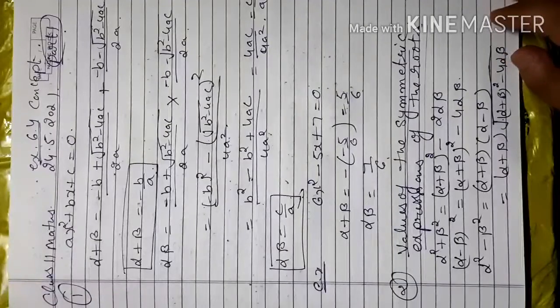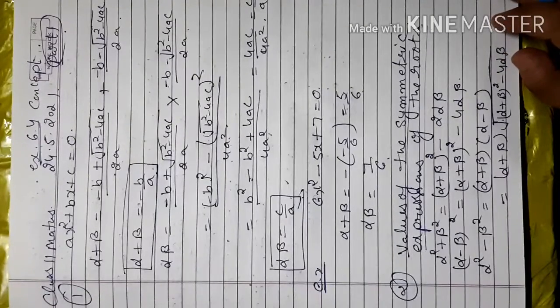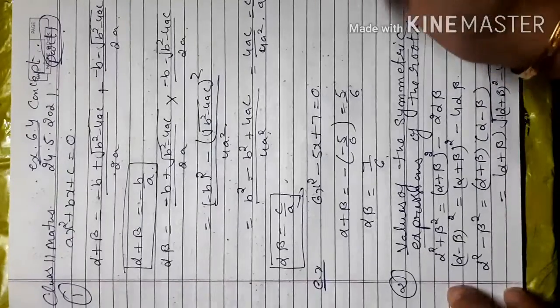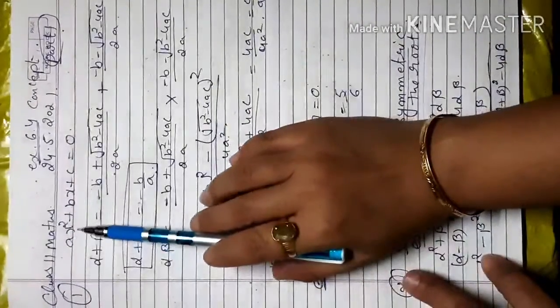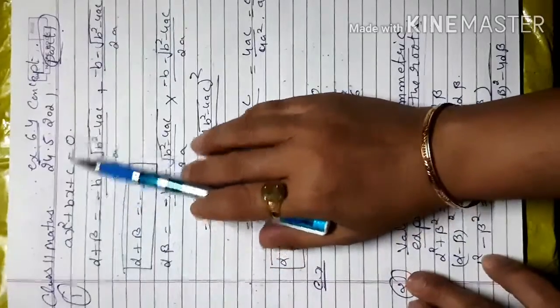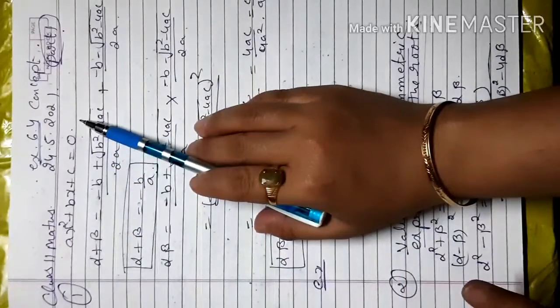Good morning everyone. Today we will start the concepts of our new exercise 6.4. Okay, so very first, if you have ax square plus bx plus c equal to 0, this is your general equation.